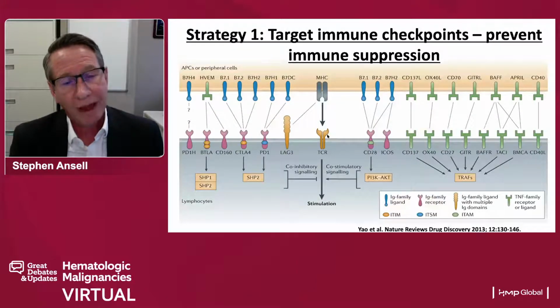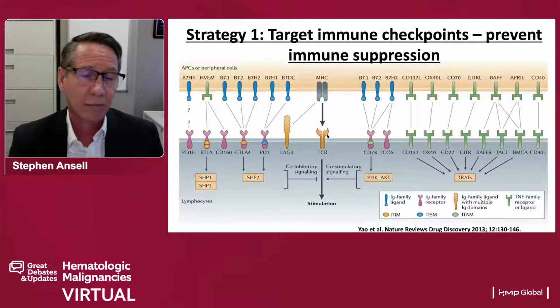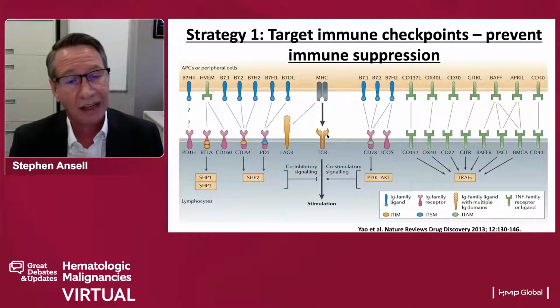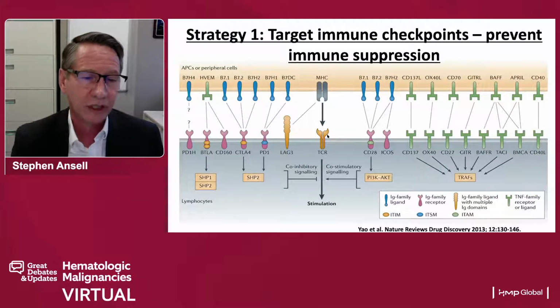So I'm going to talk about 4 to 5 different strategies that are being used as therapies to treat patients immunologically. The reason I'm going to do that is that in the second half of the talk I will discuss the potential toxicities that come from each of these strategies.